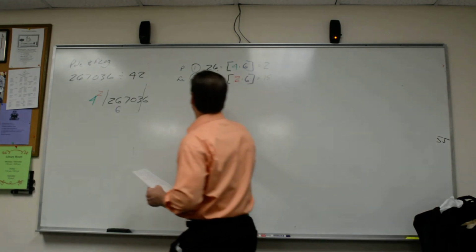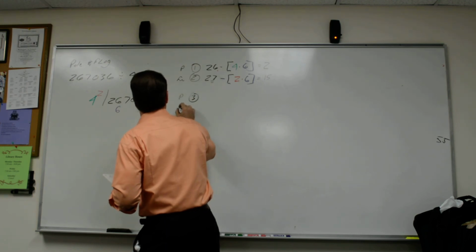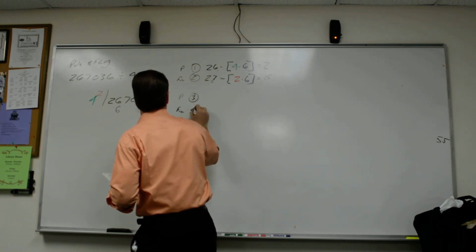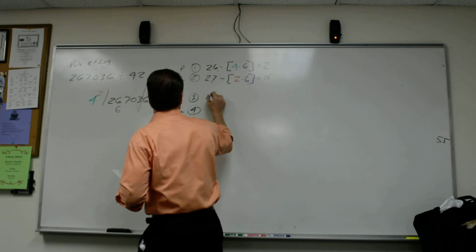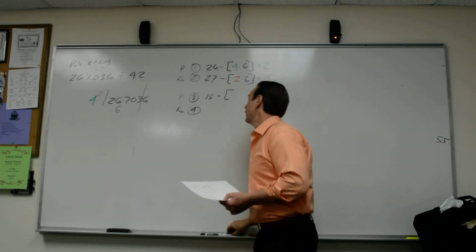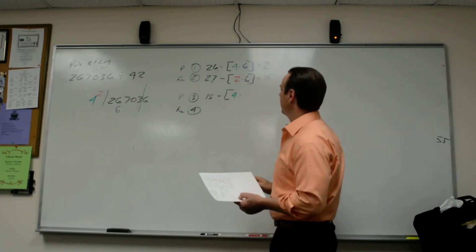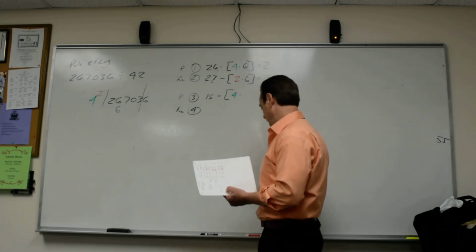Now we got to go to our next pole. I'm going to give you a little space here. This will be 3. Step 4. All right, so we're going to take 15 minus. We got to use our flag again. 4. And 4 times what is going to give us 15? 3.